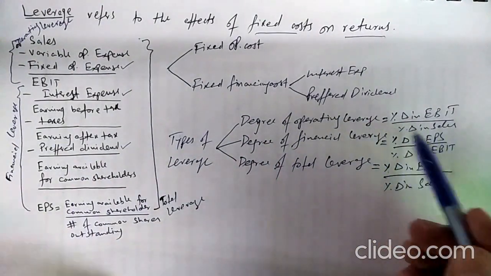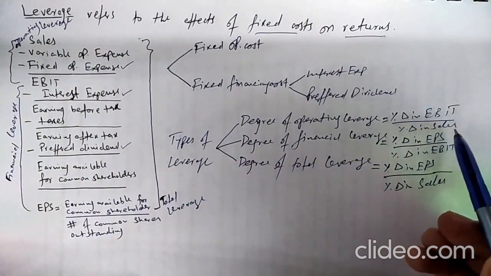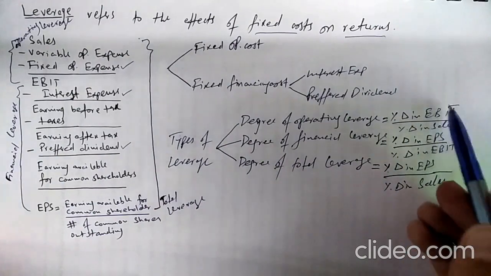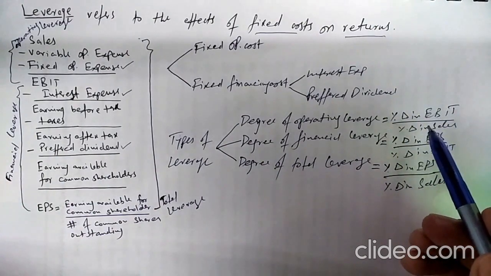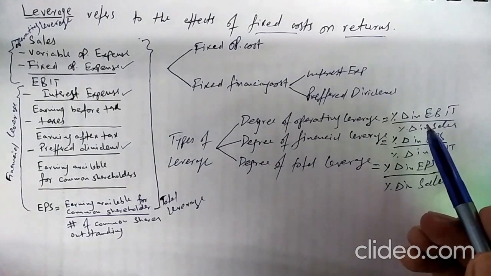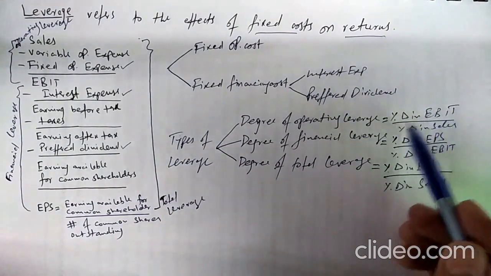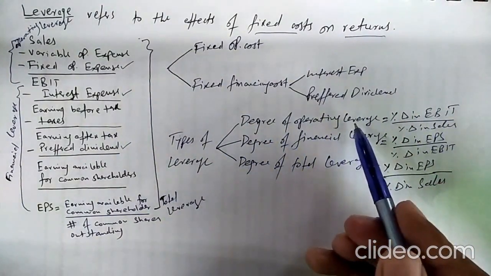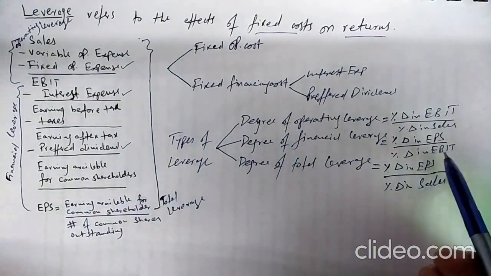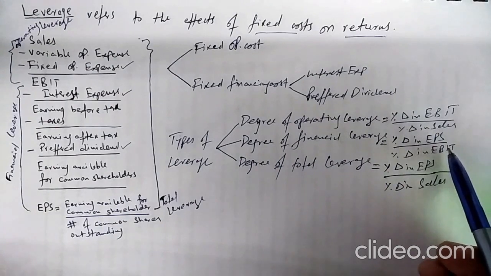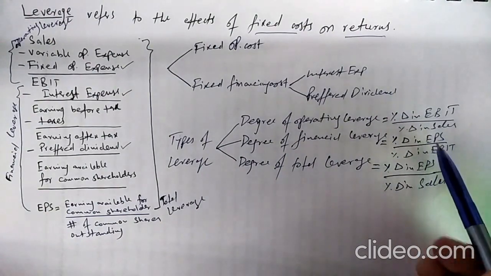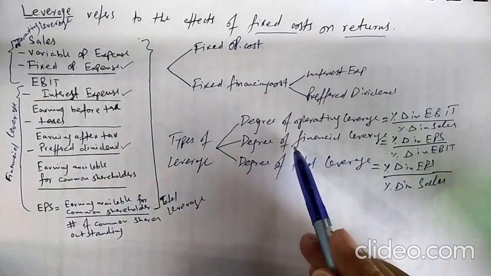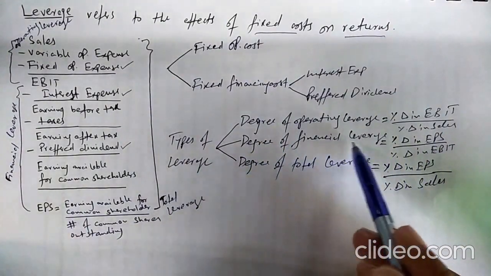Operating leverage also tells us about the impact of change in sales on change in EBIT. Let's say as a manager you have a question: if our sales will increase at a rate of 10%, then how much will EBIT increase? This can be answered by calculating the degree of operating leverage. And if your manager asks, like a sensitivity analysis, if your EBIT increases by 5%, then how much will EPS increase? If EBIT increases by 1%, how much will EPS increase? These questions can be answered by the degree of financial leverage.